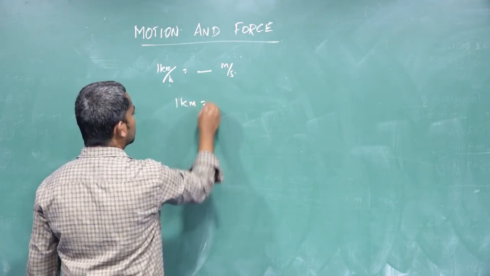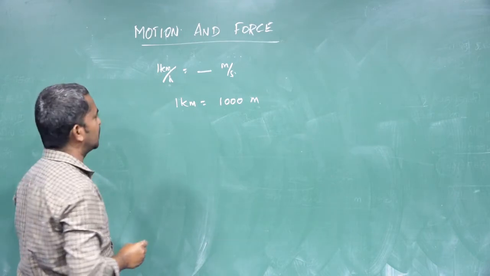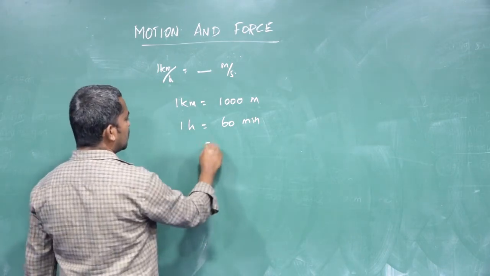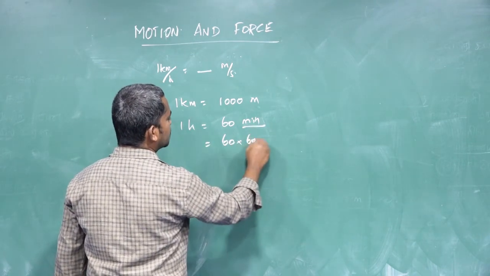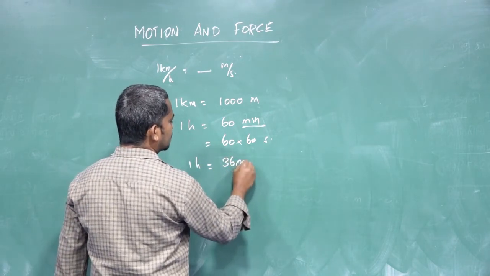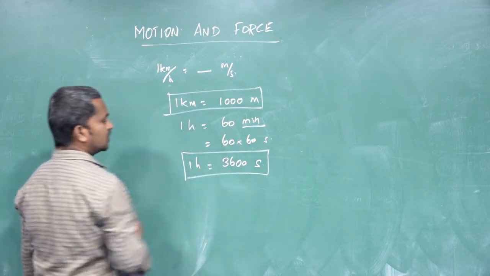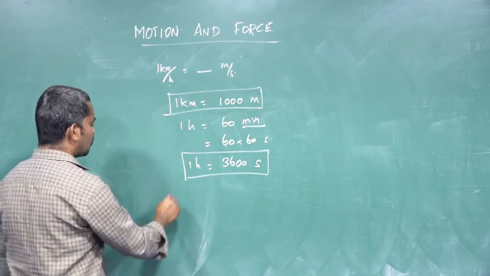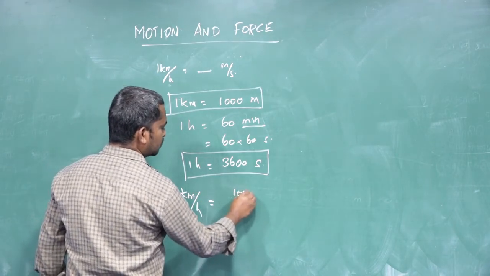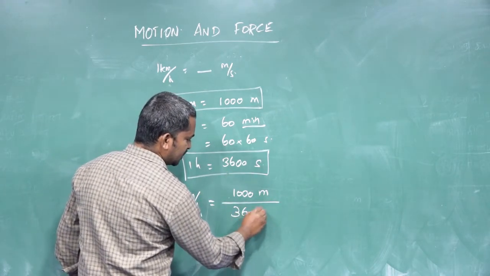1 kilometer is equal to 1000 meter. 1 hour is equal to 60 minutes, and 1 minute is equal to 60 seconds. So 1 hour is equal to 60 into 60, which is 3600 seconds. So 1 kilometer per hour is equal to 1 kilometer, which is 1000 meter, divided by 1 hour, which is 3600 seconds.